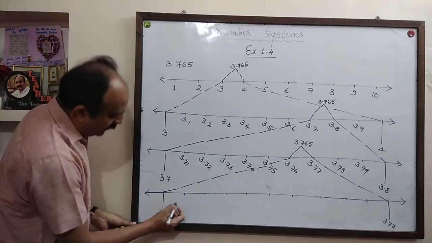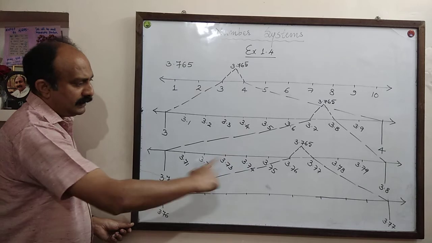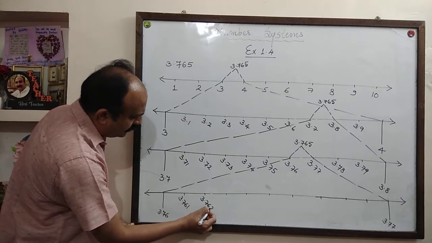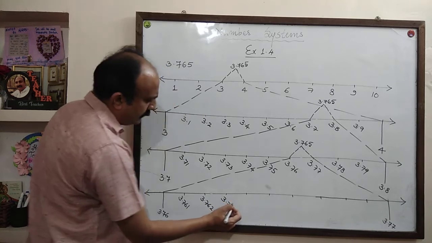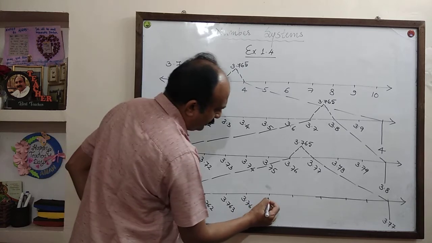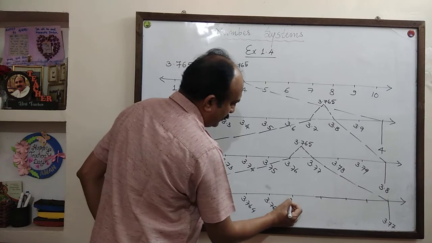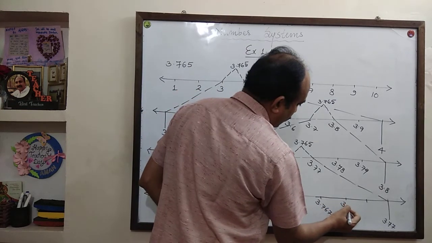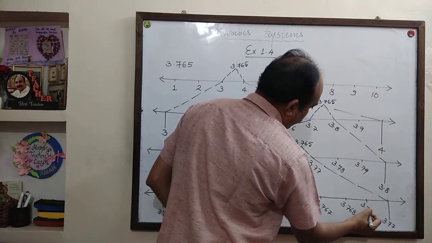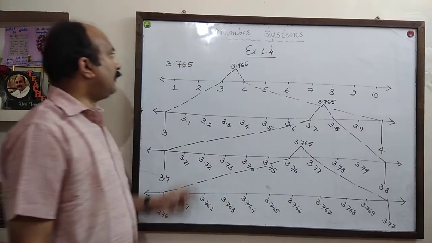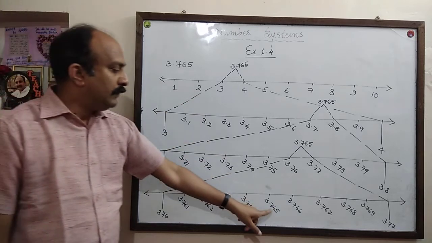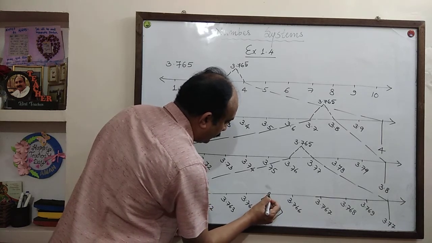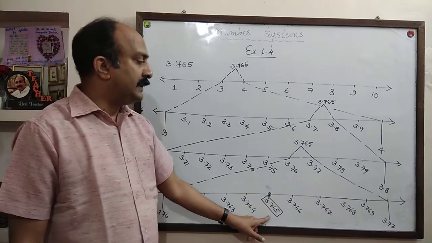Now what will be each of them? Since it is 3.76 and 3.77, this will be 3.761, this is 3.762, this is 3.763, 3.764, 3.765, 3.766, 3.767, 3.768, 3.769. Now what is our number? 3.765. We got 3.765 exactly on the number line. So this is the position of 3.765 on this number line.